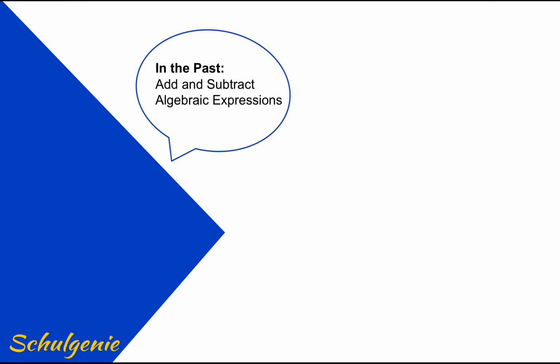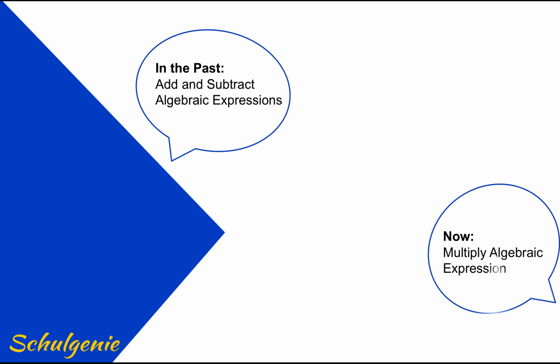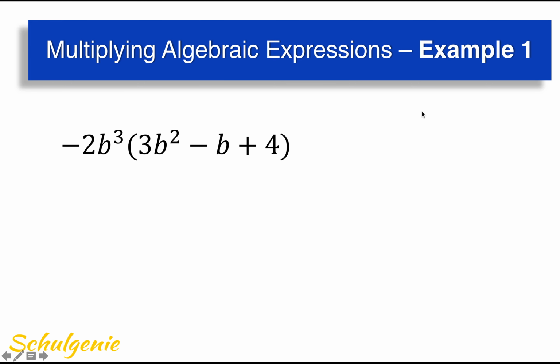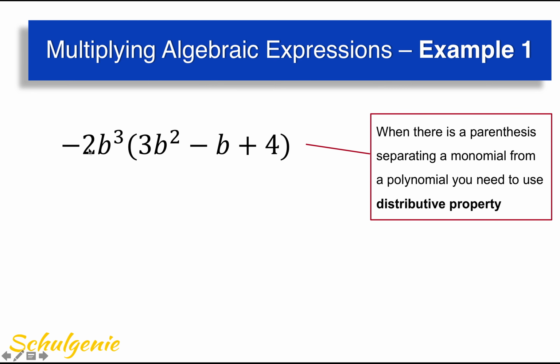So, in the past, we learned how to add and subtract algebraic expressions, but now we're going to learn how to multiply algebraic expressions. Let's do some examples to understand this topic better. The first example, it's a multiplication of a monomial times a polynomial. And when there is a parenthesis separating a monomial from a polynomial, you need to use distributive property to solve. So distributive property means you're going to multiply the term outside the parentheses times all of the terms inside.